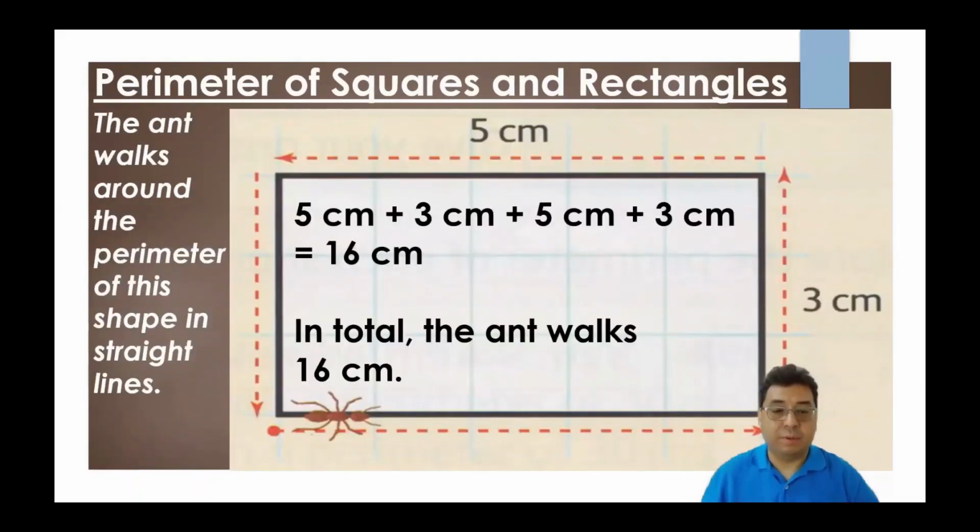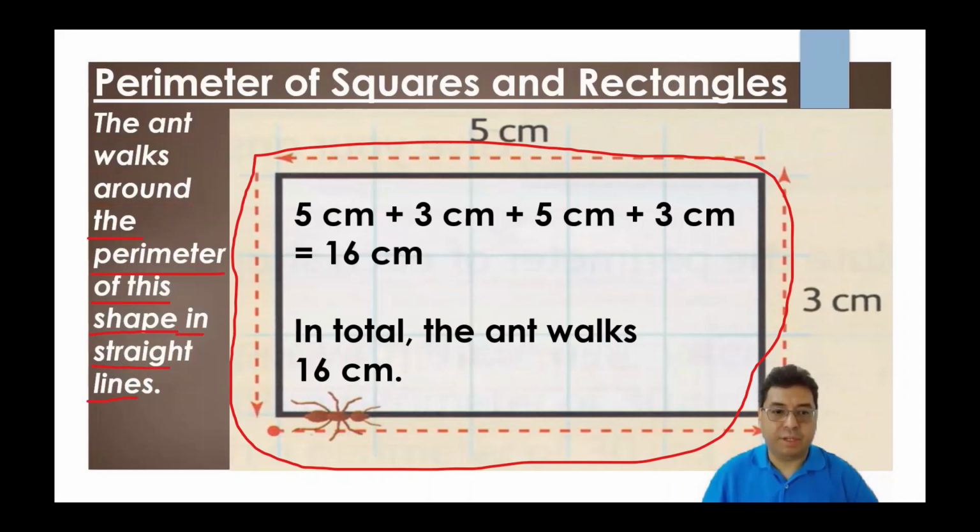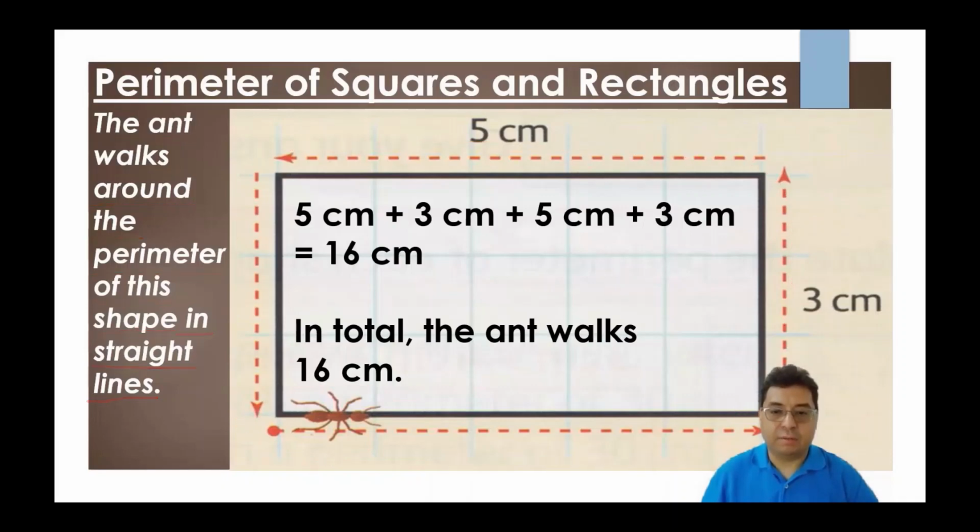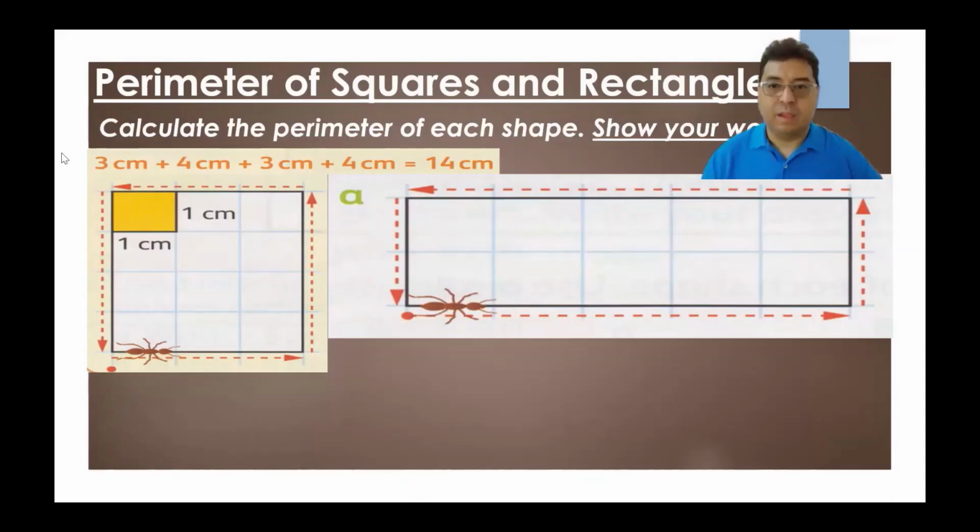So for our first example, we've got this ant down here. And on the left side, it says, the ant walks around the perimeter of this shape in a straight line. It's going to start here, which is basically the length, and go up to the width, then back across the length, and back down the width here. So that gives us 5 centimeters plus 3 centimeters plus 5 centimeters plus 3 centimeters, which is in total, the ant walks 16 centimeters.